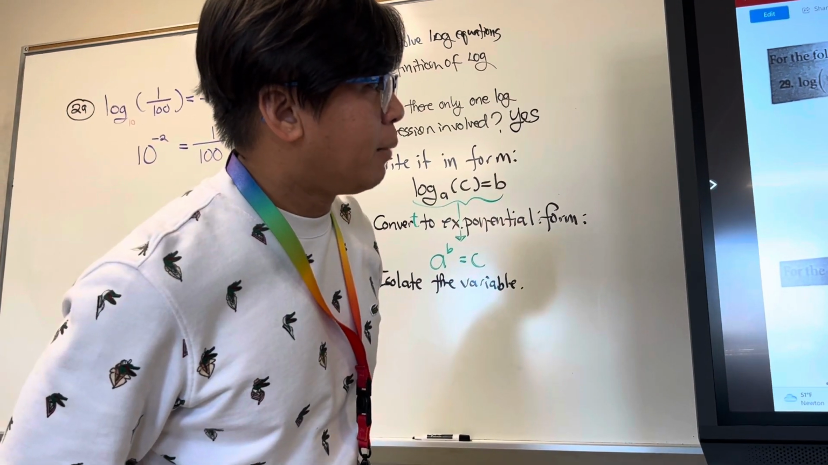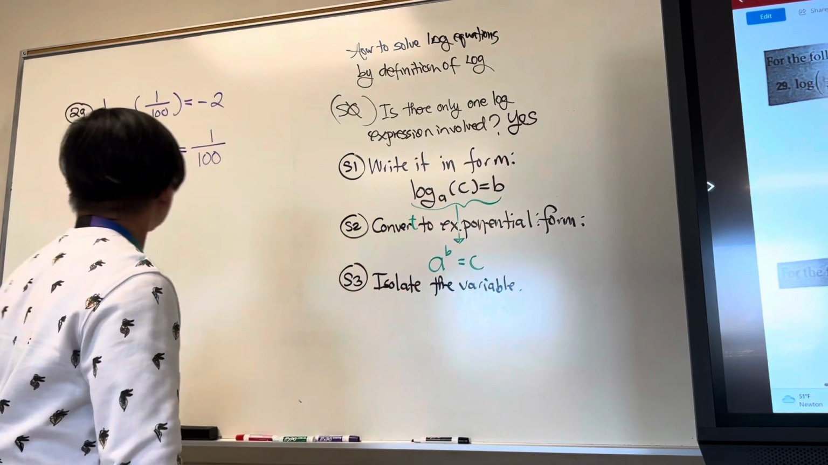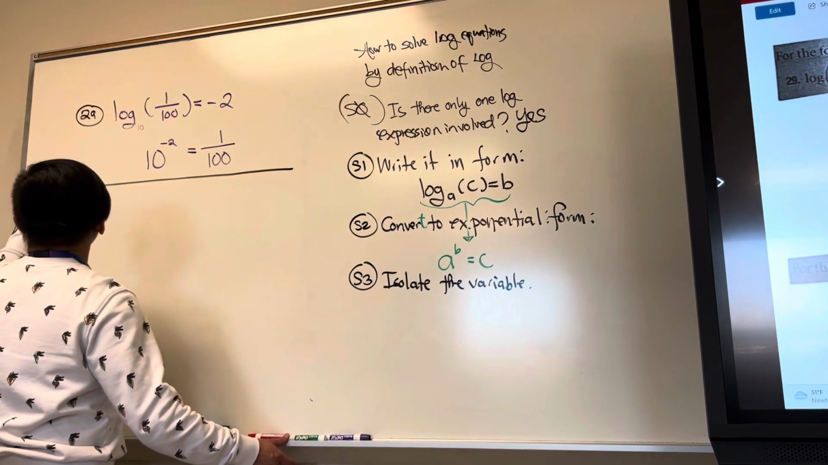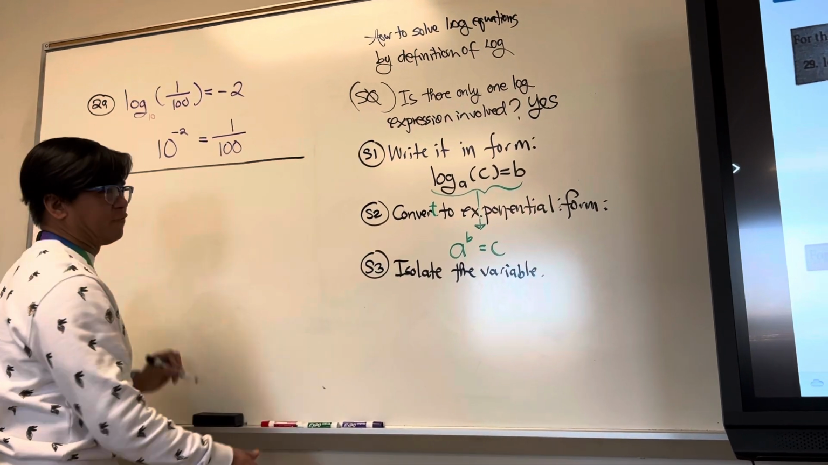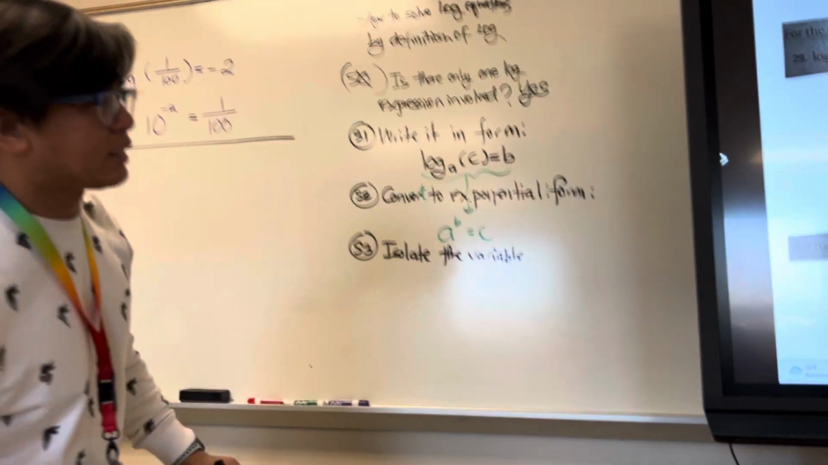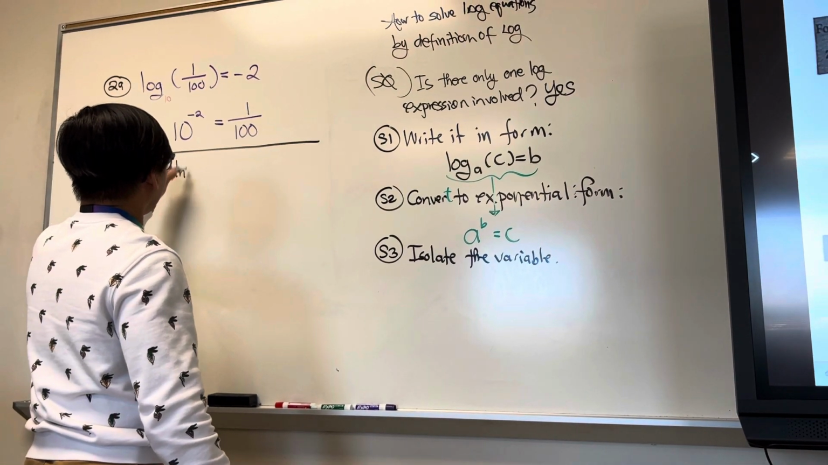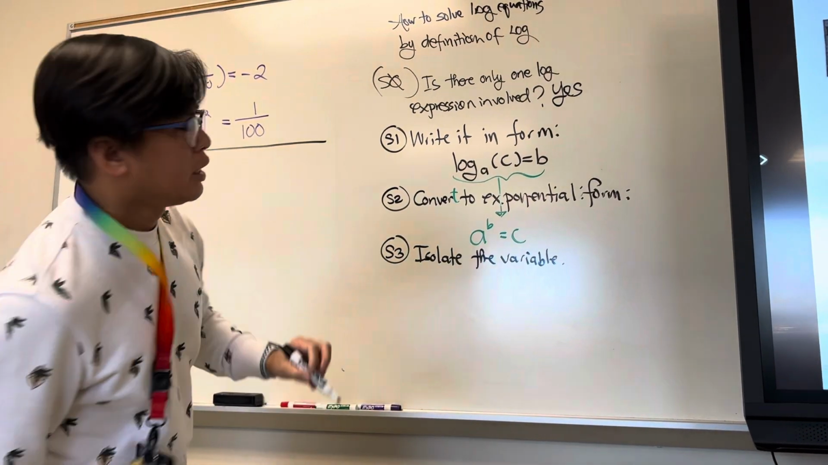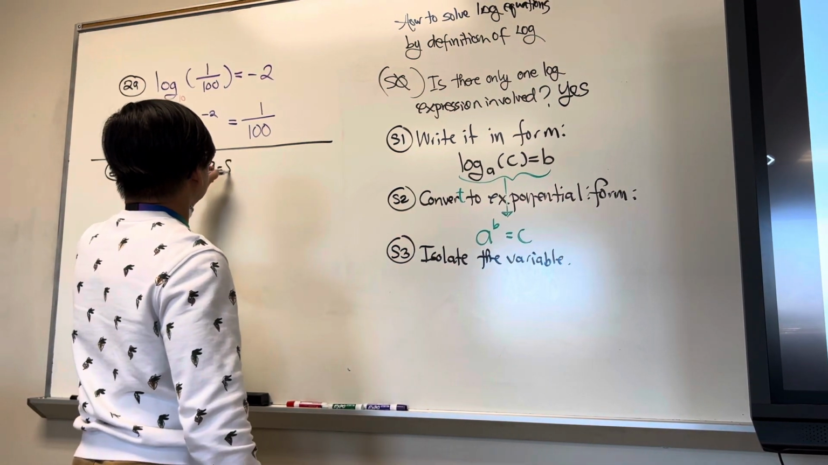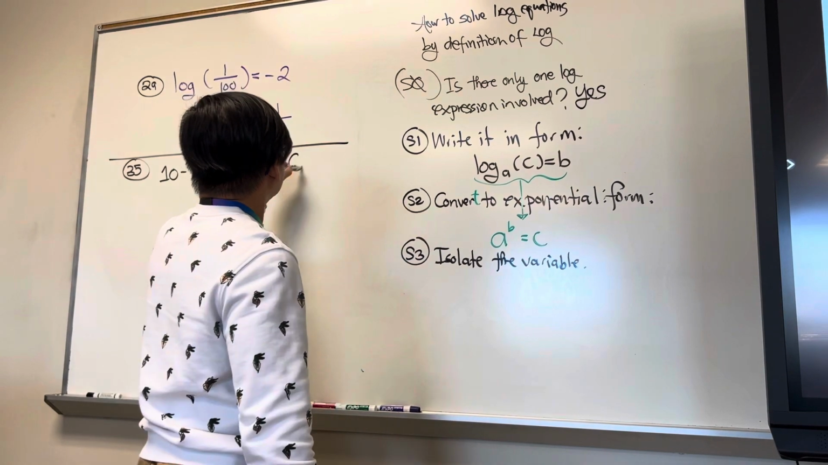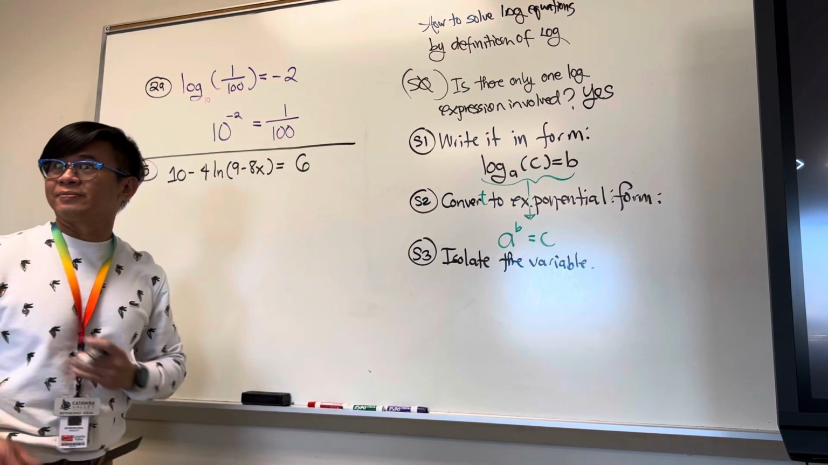Let's try in here number 35. Okay, so we now have the following. Okay, so let's apply this one for number 35. Number 35 tells us the following: 10 minus 4 ln of what's this? 9 minus 8x is equal to 6. Right?